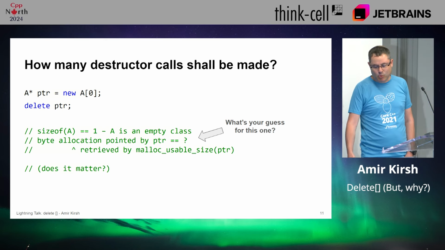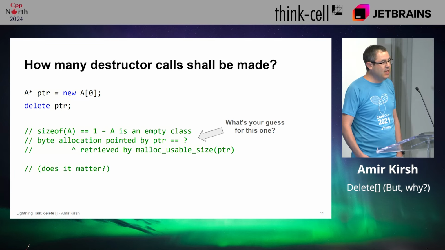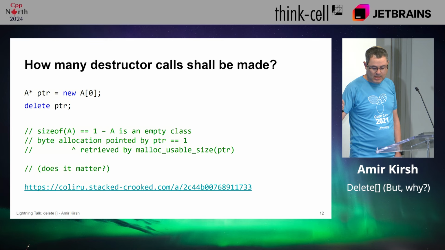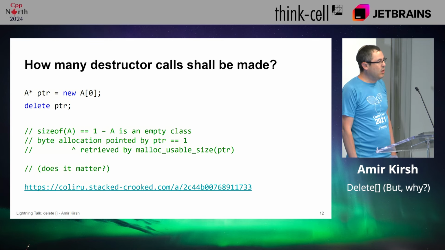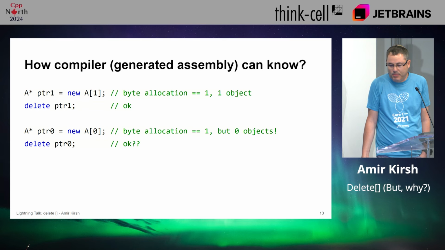What is the size pointed by the PTR? I mean, we can use malloc usable size and ask what is the actual allocation being made. And the allocation being made is of size? Size 1. In this case, the size of A is 1. So is it related to the size of A? I'm not sure. I think it would be 1 anyhow. And then the question is, in this case, the actual object is 1. One object takes 1. 0 objects take 1.